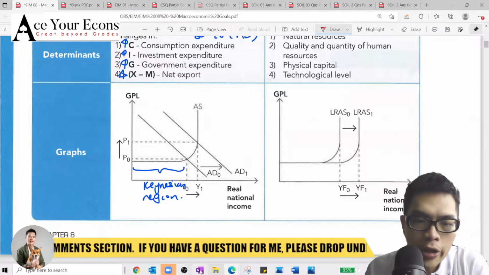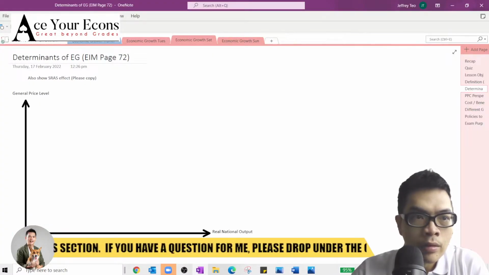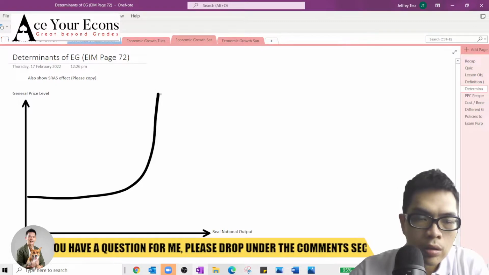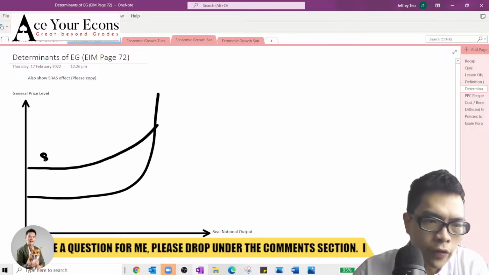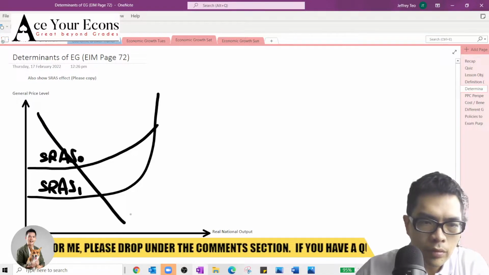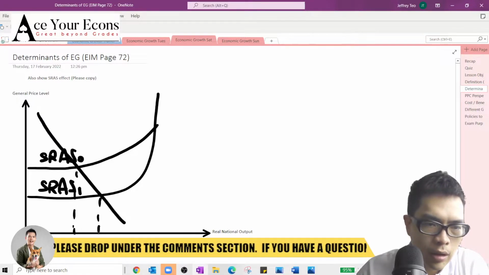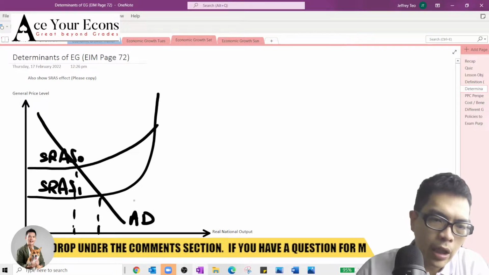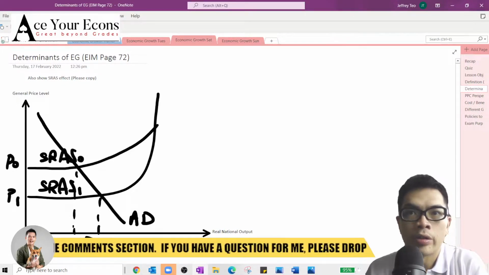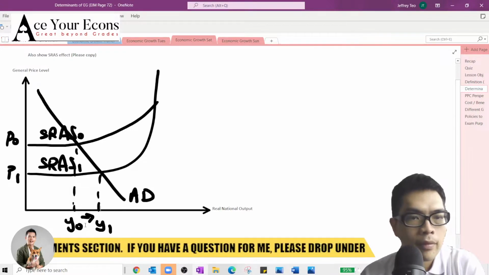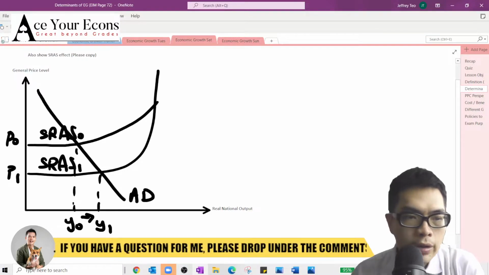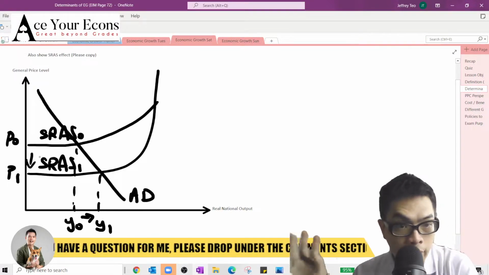There's another variation for actual growth, and you can insert this into the book. This revolves around shifting your SRAS downwards. As a result of a downward shift in your SRAS, or your SRAS increasing, this will lead to an increase in your real national income. Such instances don't come out often, but it could be.